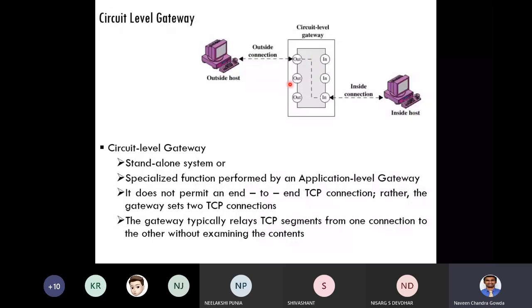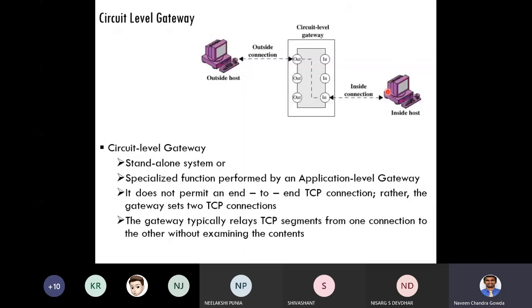So how it works is something like two connections: one between outside to the inside, the other between the inside to the outside. It creates two TCP connections. One is between the outside host and the circuit level gateway, and the other is between the circuit level gateway and the inside host. I hope you are understanding.